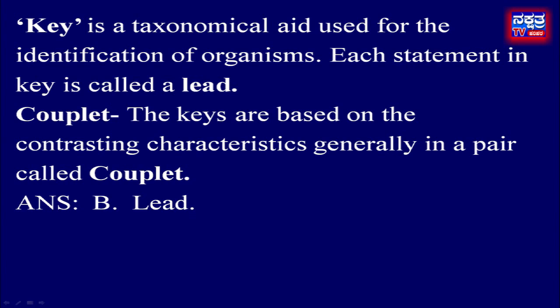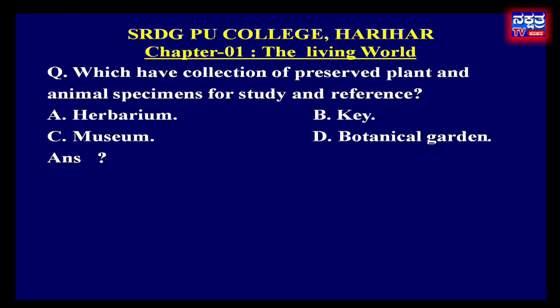Move to the next question. Which has a collection of preserved plant and animal specimens for study and reference? The given options are A, herbarium, B, key, C, museum, D, botanical garden.